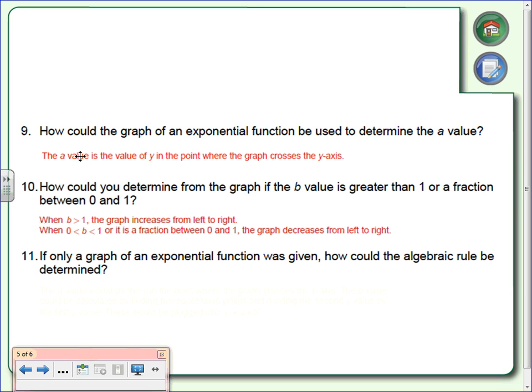And number 11, if only a graph of an exponential function was given, how could the algebraic rule be determined? So this is another part of your quiz here. I'm going to give you a graph, and just by looking at that graph, you're going to magically give me the equation that goes with that graph. So the question is, how do you do that? Well, you need two things. You need to know what the A is, and you're also going to need to know what the B is.